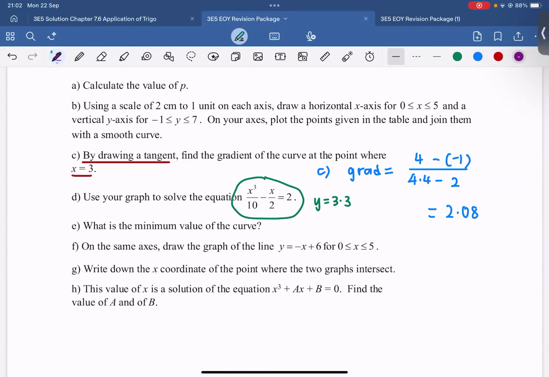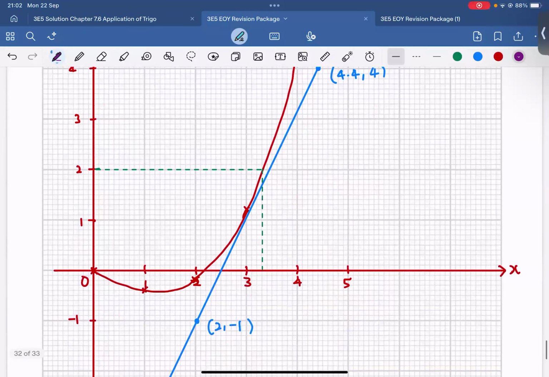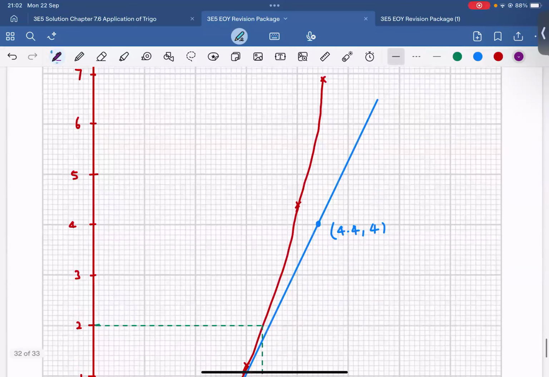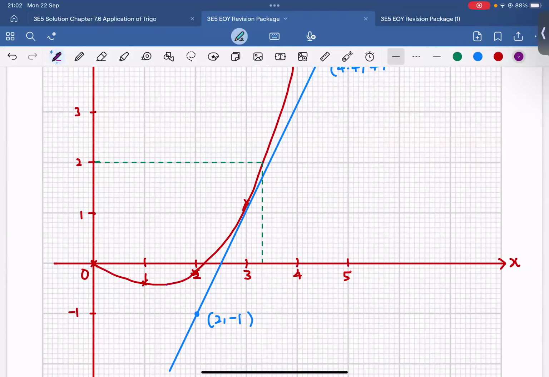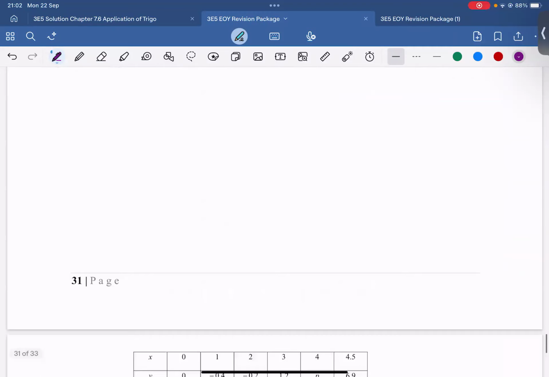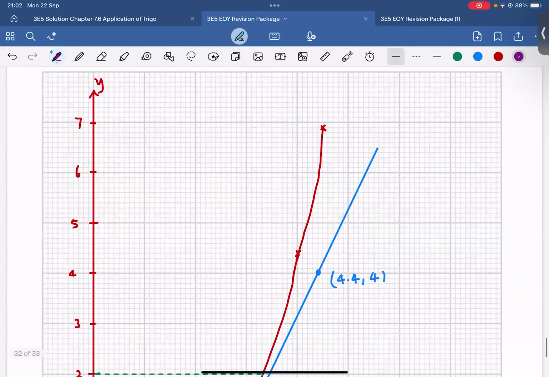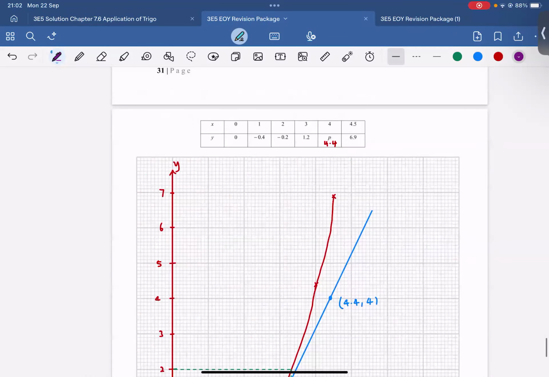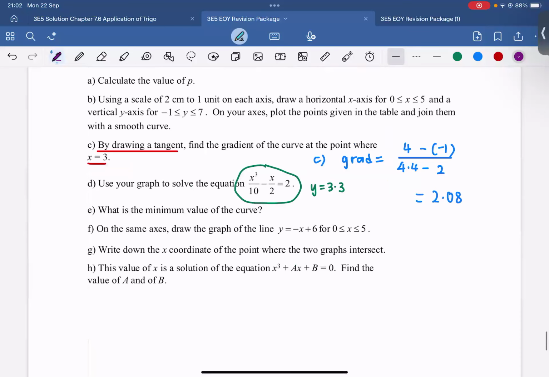What is the minimum value of the curve? From our graph, it looks like negative 0.2, negative 0.4. You can see this minimum value is not very clear. By right, you use your curve ruler, it will bend nicely for you. For this question, you just have to see where it is. That's why everything uses the graph. That's why I say very simple, just follow instructions. By right, the minimum value should not be negative 0.4, it could be slightly lower, but I don't have a curve ruler. So for the minimum value we just write negative 0.4.